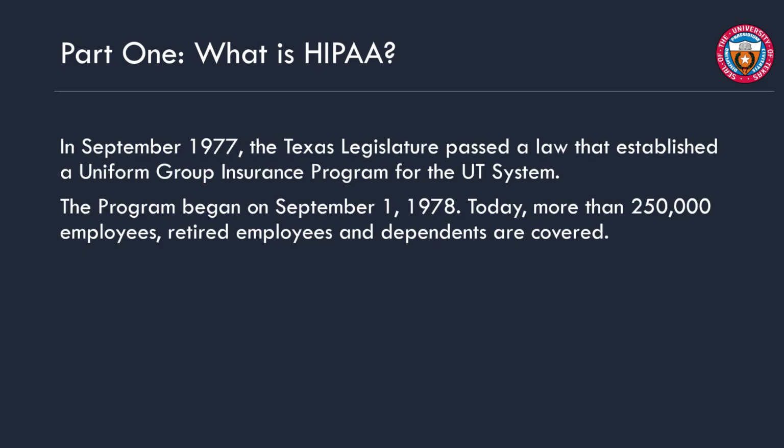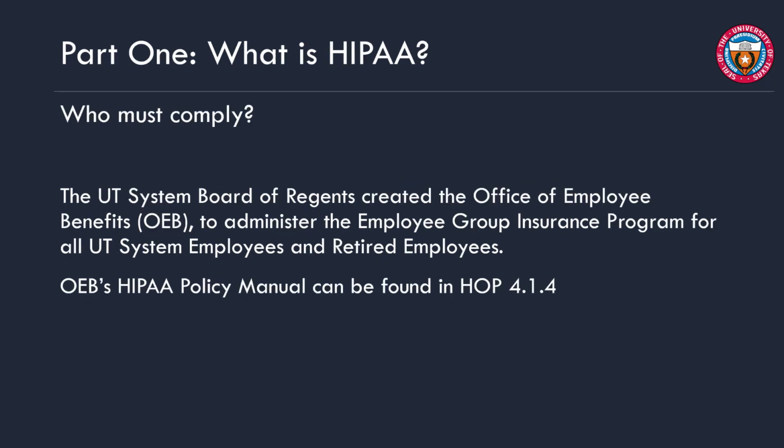In September 1977, the Texas legislature passed a law authorizing the establishment of a uniform group insurance program for the UT system. The program began on September 1, 1978. Today, more than 250,000 employees, retired employees, and dependents are covered. The UT System Board of Regents created the Office of Employee Benefits to administer the employee group insurance program for all UT System employees and retired employees.